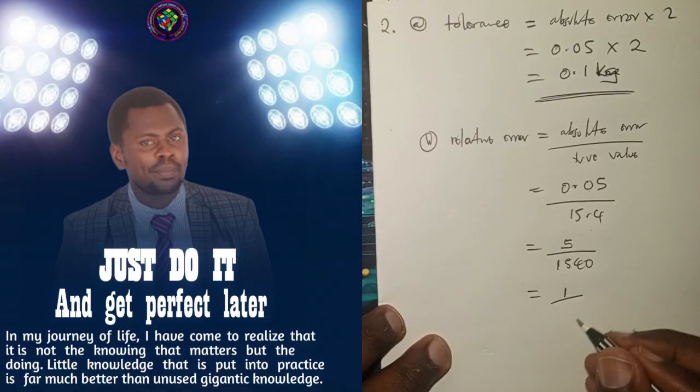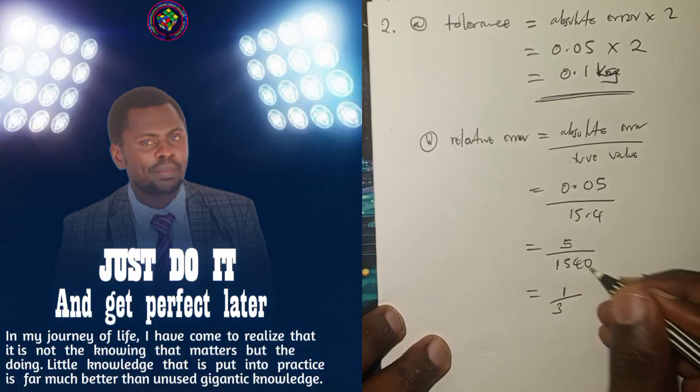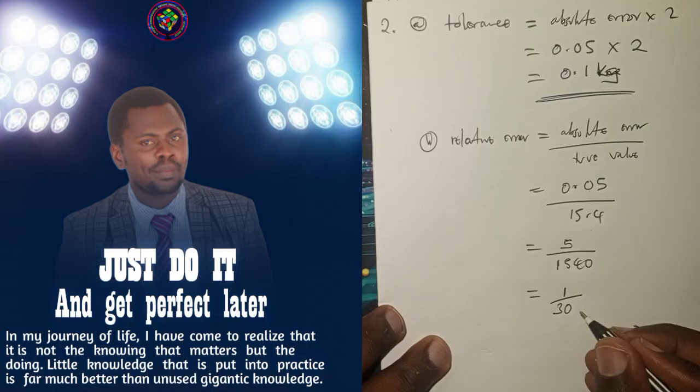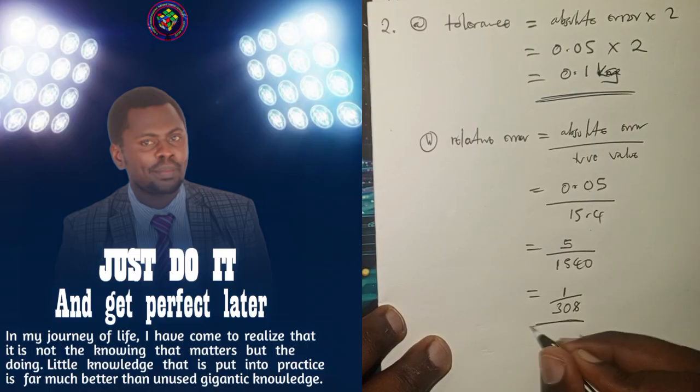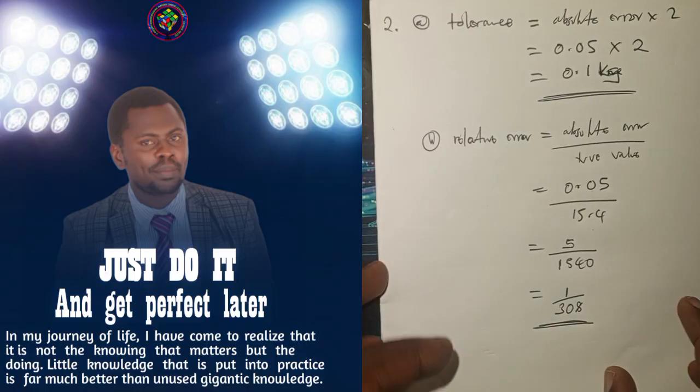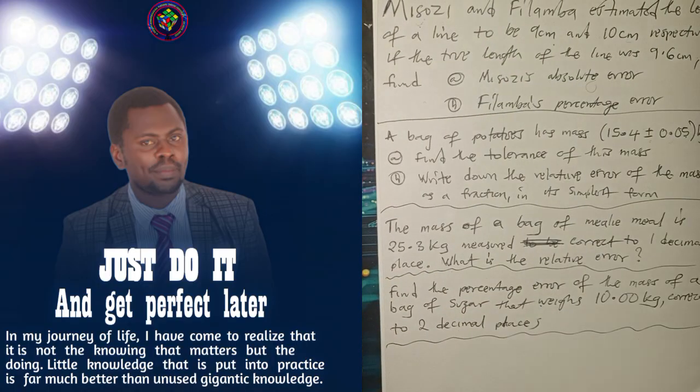5 in 15, you get 3. 5 in 4 is 0. Carry 4. 5 in 40, you get 8. So it's 1 over 308. So that is the relative error. We go to number 3.